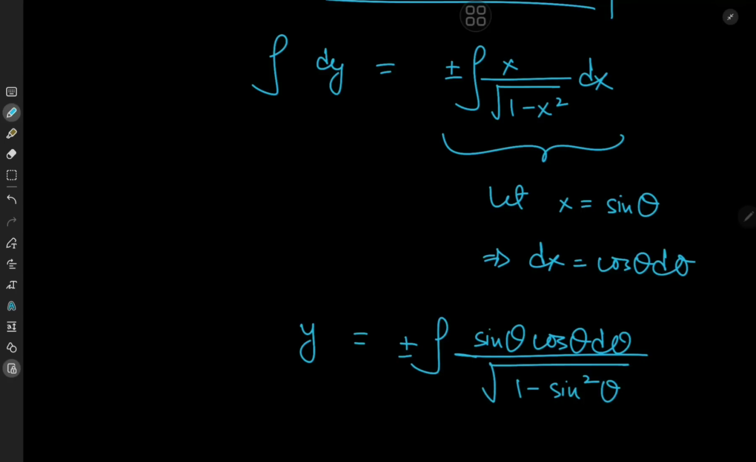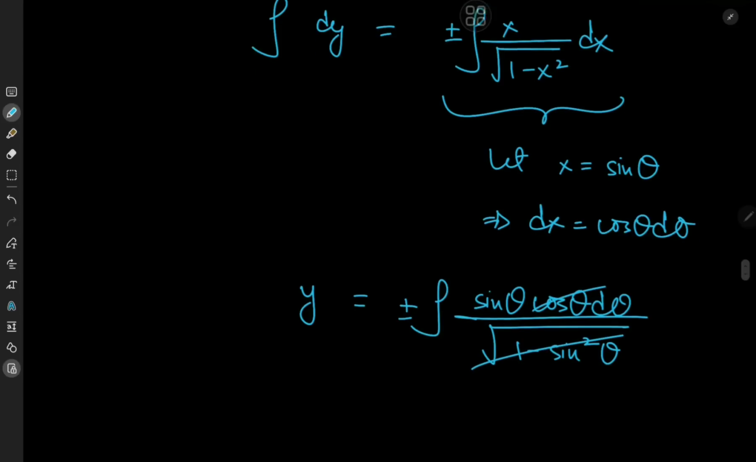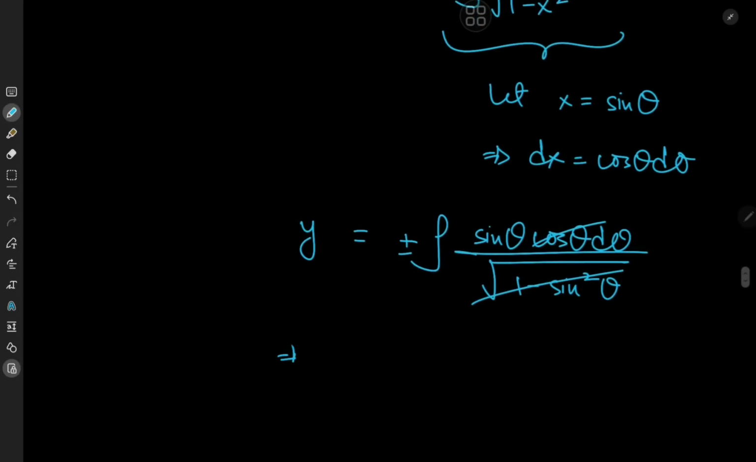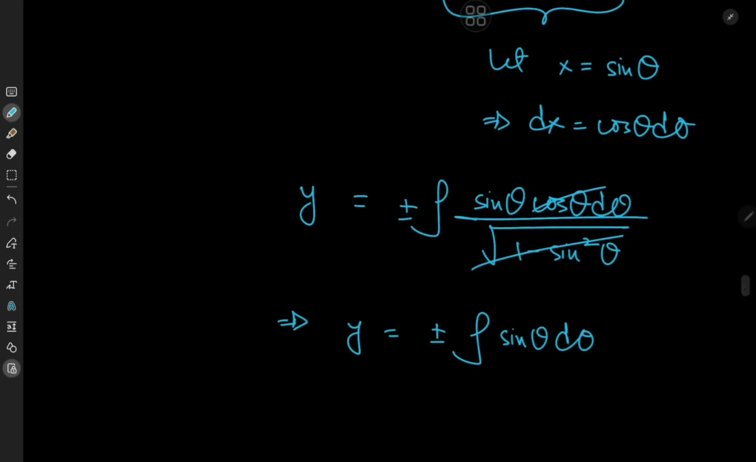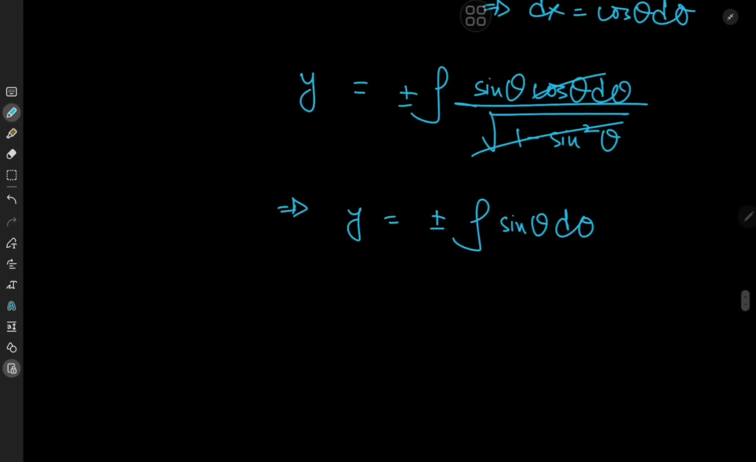Now, we know that root 1 minus sine square theta is cosine theta, so that means we have some cancellation, which implies that y here just equals plus or minus integral sine theta d theta. Now, the integral of sine theta is negative cosine theta, and we have the plus or minus signs here anyway, so this implies that y equals plus or minus cosine theta plus a constant of integration a.